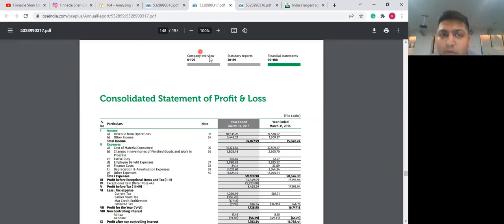Now, a lot of you may think that the 2016 figure is not really matching with what we have there, because as per the 2017 annual report, the 2016 figures are very different.